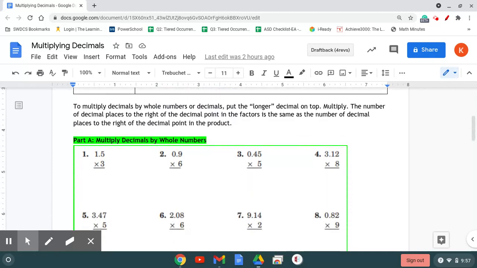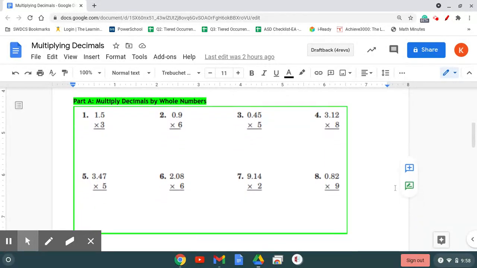All right, to multiply decimals by whole numbers or decimals, put the longer decimal on top. So the decimal that has the most digits goes on top. Then you're going to multiply. The number of decimal places to the right of the decimal point in the factors is the same as the number of decimal places to the right of the decimal point in the product. That's usually in a lot of math vocabulary, things like factors and product. Basically, it's saying if you have one decimal point here, like in this problem, then you're going to move your decimal point 1 in your answer.